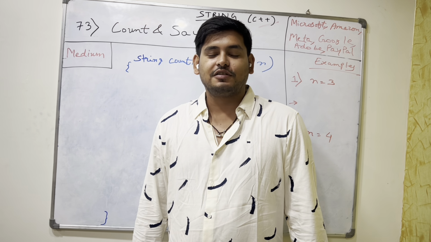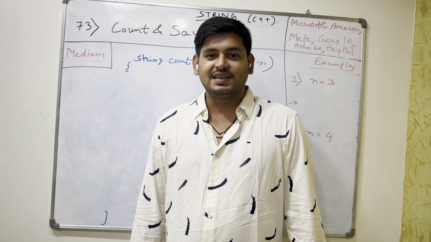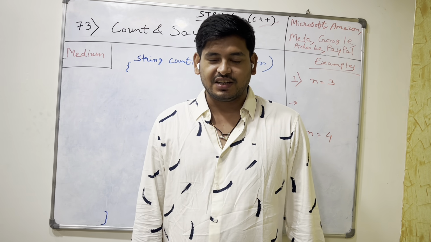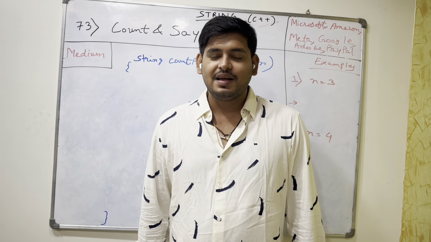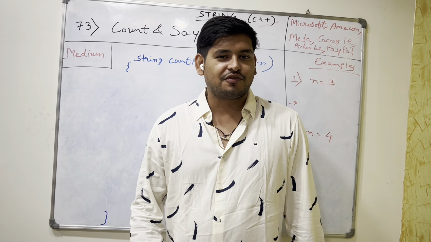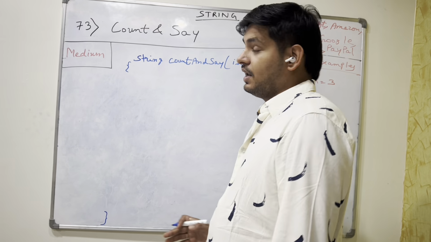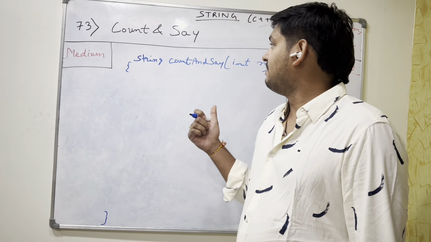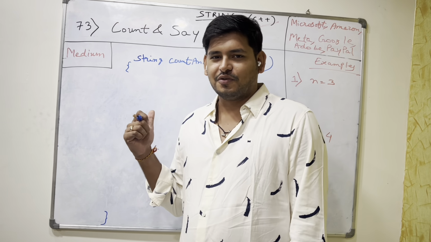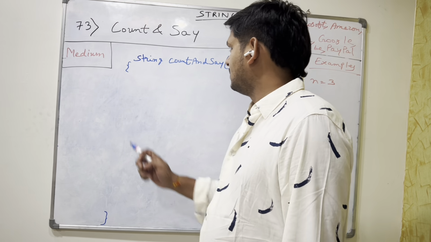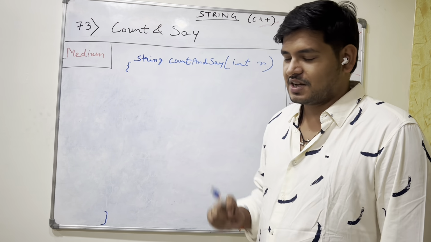Today we are going to solve the 73rd question of the problem solving series and the 11th question of the topic string. The difficulty level for this question is medium and this question has been asked in Microsoft, Amazon, Adobe, PayPal, Meta and Google. In fact, this question was asked to me in Microsoft one and a half years before. I was able to solve this question. In the first interview, this question was asked to me.